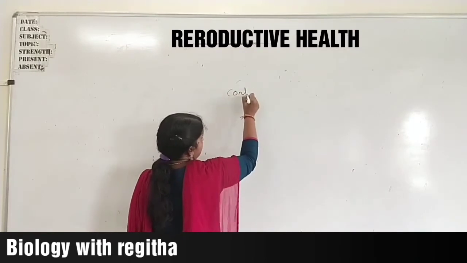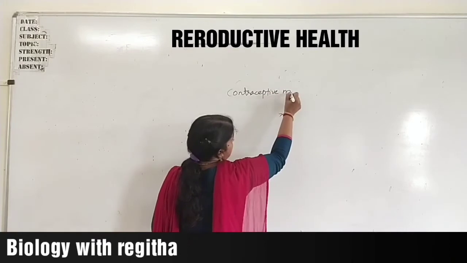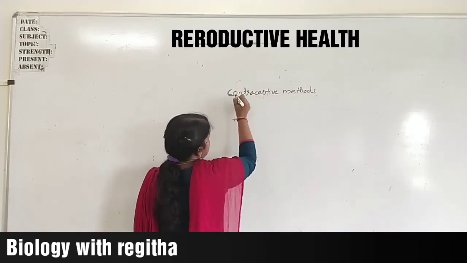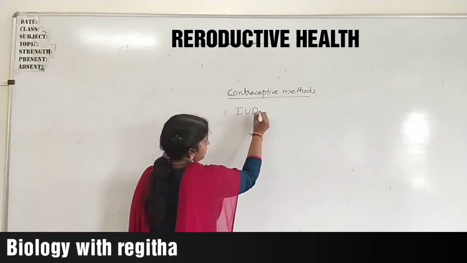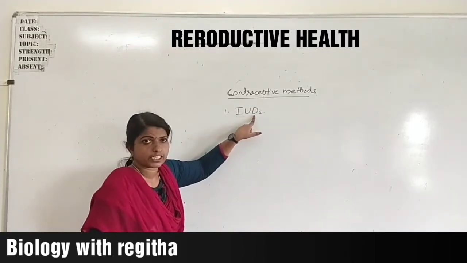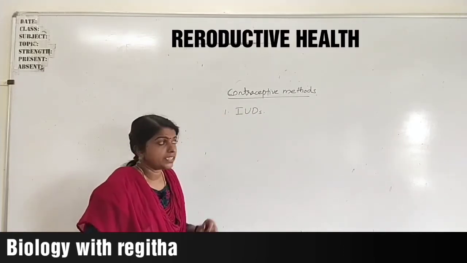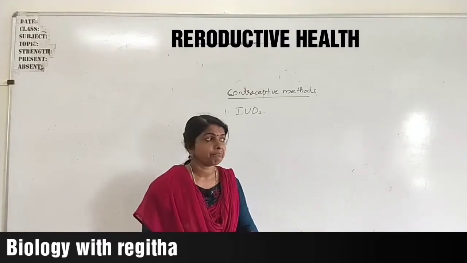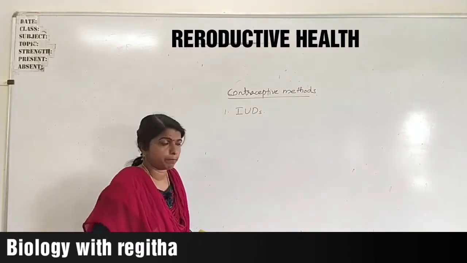Contraceptive methods. Okay. So the next one is IUDs. It is intrauterine devices or intrauterine contraceptive devices. These are intrauterine, that means these are placed inside the uterus. And here different types of IUDs are available.